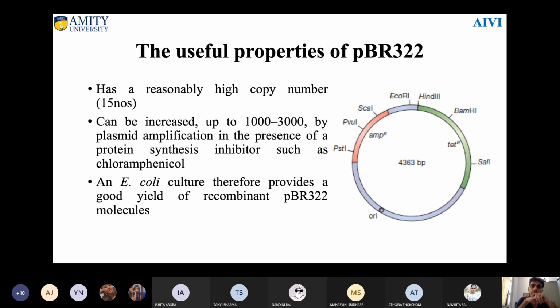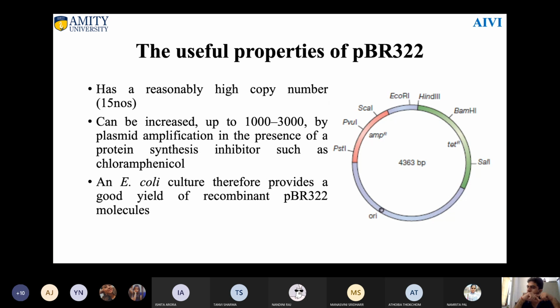And this copy number is not just limited to 15, it may go as high as 1,000 to 3,000 by plasmid amplification in the presence of a protein synthesis inhibitor such as chloramphenicol. It means if you insert your vector inside the cell and you treat your cells with chloramphenicol, what is chloramphenicol going to do? Chloramphenicol is going to inhibit protein synthesis.